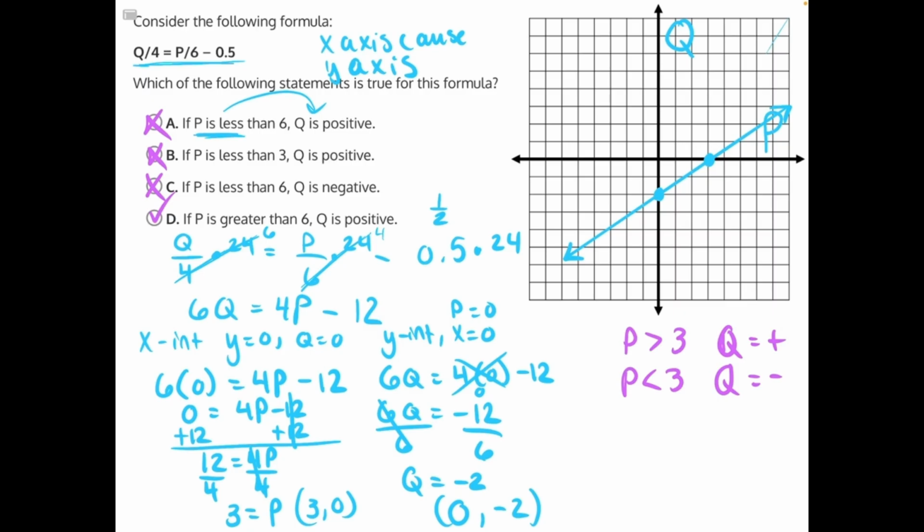If p is greater than 6, q is positive. This is true because everything that's greater than 3 is positive, and 6 is a number greater than 3, so this point right here at p equals 6 will also have positive values continuing into infinity, making D our correct answer.